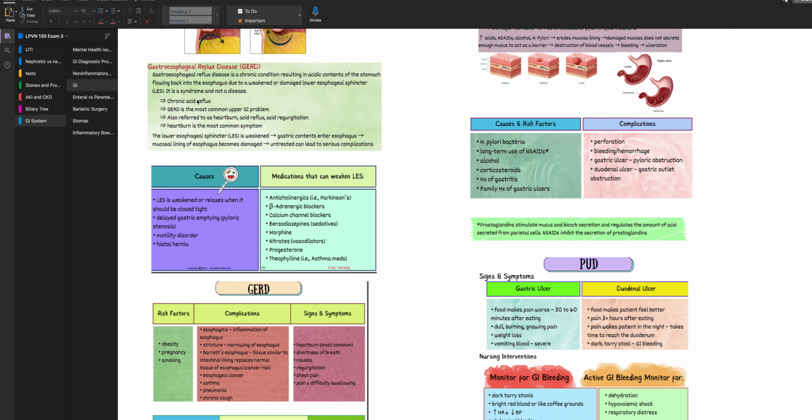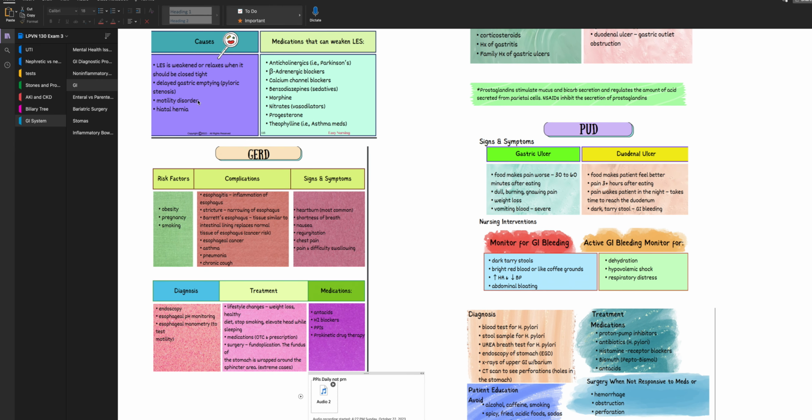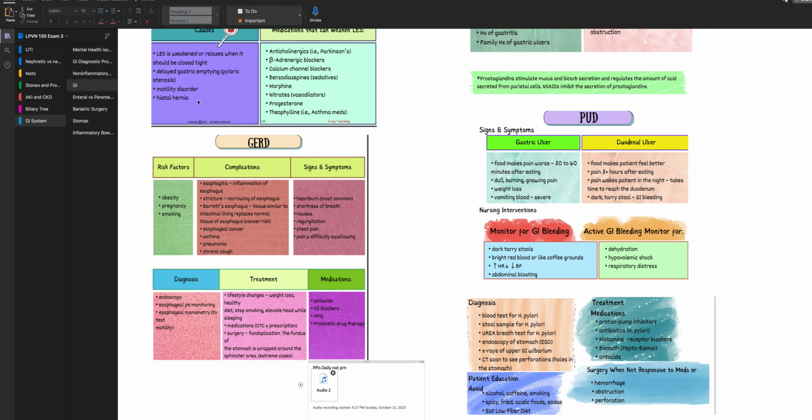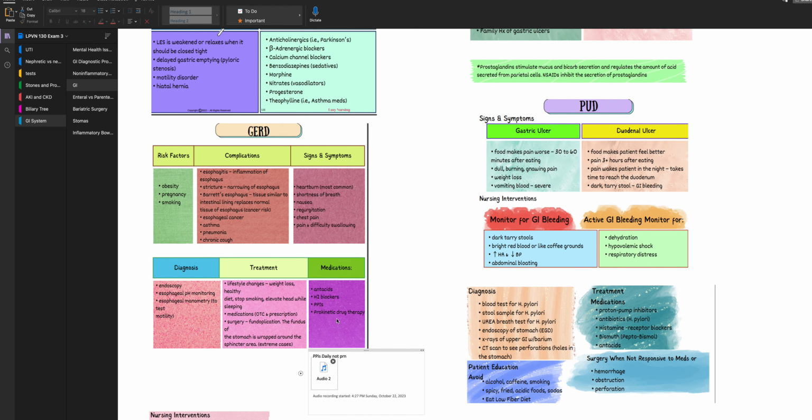And signs and symptoms: heartburn, especially when they go to bed, shortness of breath, cough, chest pain. Patients that present with this, sometimes you can think they're having a heart attack. That's how bad their pain is. Diagnosis I talked about with endoscopy. So the medications include antacids, which can be taken PRN, H2 blockers, the PPIs, which have to be taken daily, and the prokinetic drug therapy, that's your Reglan. So those can be the meds that they need.